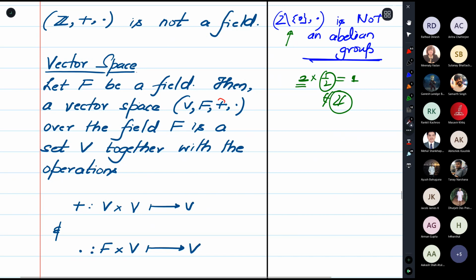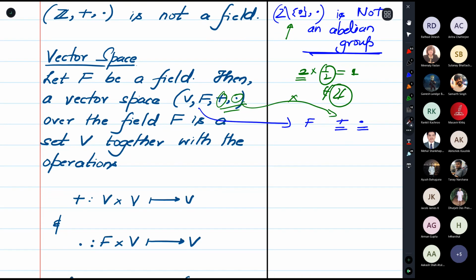So notice that although I write it as plus and dot, you have to interpret what this plus and dot mean, right? The field itself will come with its own plus and multiplication operation. So this plus and this multiplication are different to this plus and this multiplication in general. Is this okay? So one has to be careful, right? To define a vector space, we need these 4 objects over here.